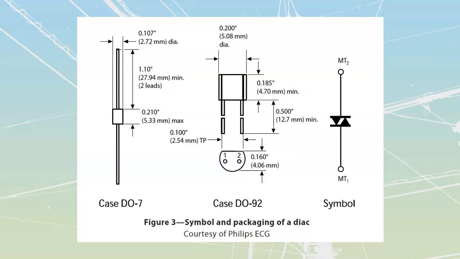They show a couple of small cases over here, like this first one here, the DO7, that's like a standard small resistor size. This other one here, the DO92, is probably maybe about the size of a little pink eraser on the top of a pencil or something like that. Relatively tiny little devices that we are going to have.